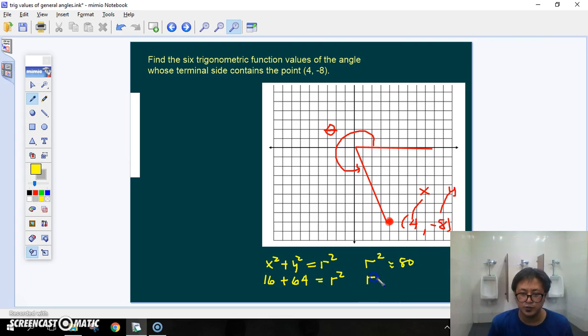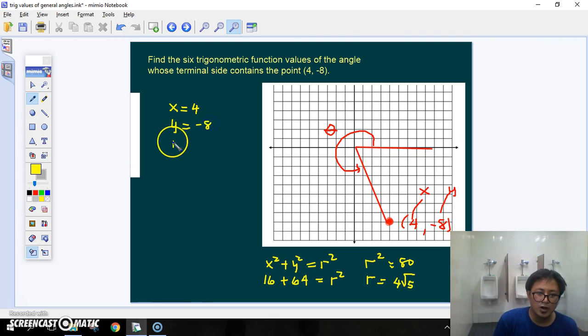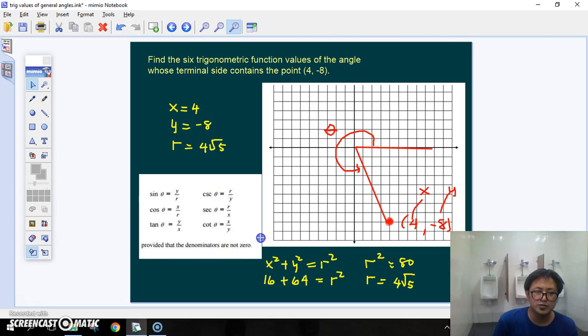Of course, you have to simplify and get the square root. What's the square root of 80? Miguel, you've been here earlier. What's the square root of 80? 4 square root of 5. Okay. Now you have the values: x is 4, y is -8, and r is 4 square root of 5. Pretty much you can get all the 6 trigonometric function values by doing this.